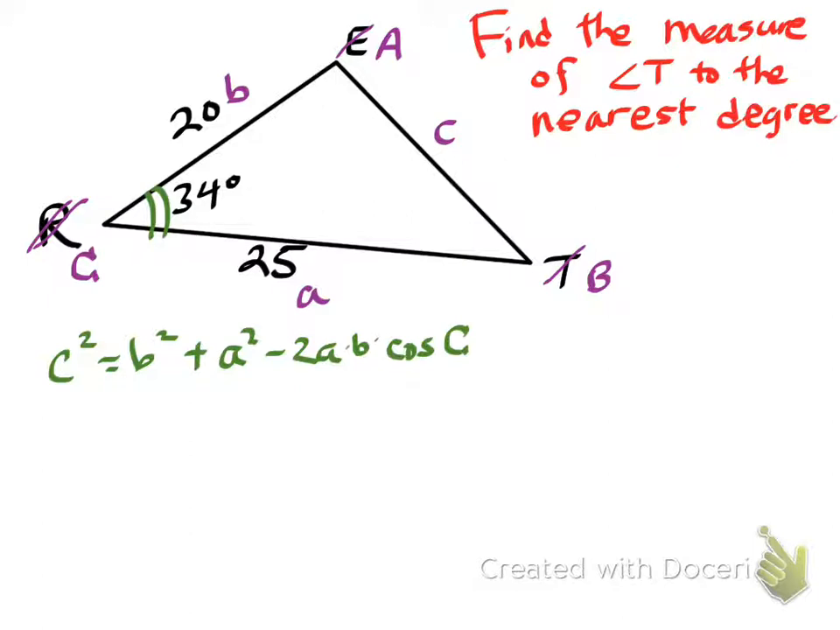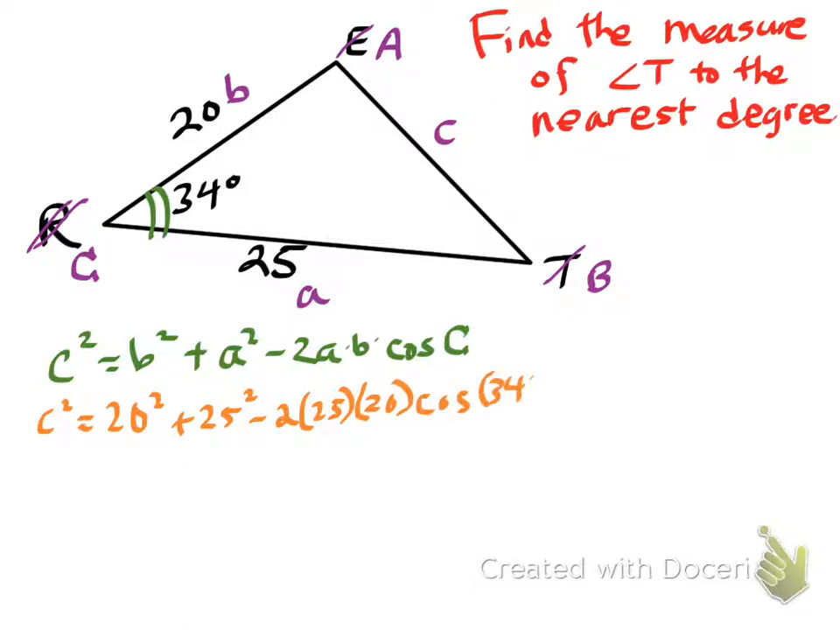So plugging everything in appropriately, keeping in mind that we don't have side length little c, sort of by design, c squared is equal to, let's see, b is 20, a is 25, plugging them in, times the cosine of our angle of 34.